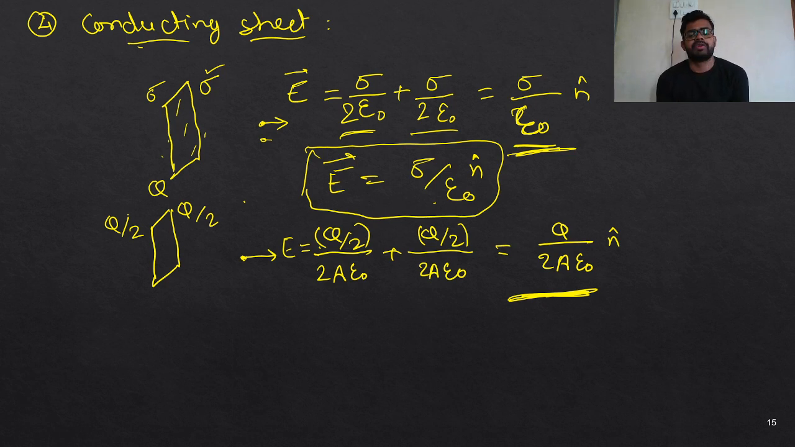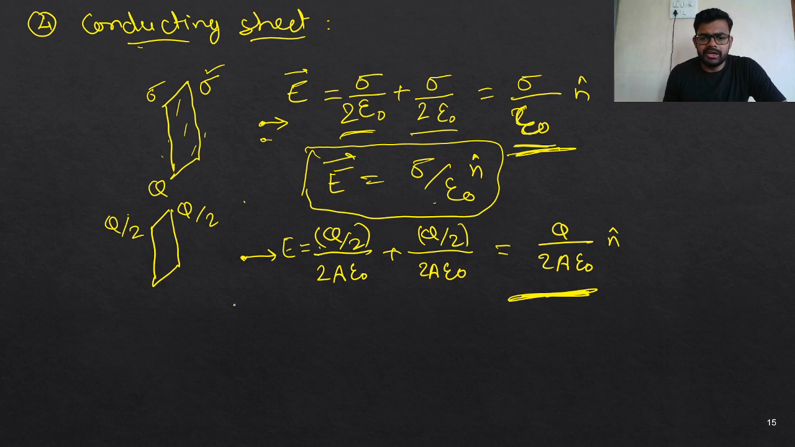If Q charge is given to a conducting sheet, then the electric field intensity will be Q upon 2 epsilon naught. If Q charge is given to a non-conducting sheet, then also Q upon 2 epsilon naught will be the electric field. Same formula. Just in terms of sigma it will be different. For conducting it is sigma upon epsilon naught. For non-conducting it is sigma upon 2 epsilon naught. That's all.